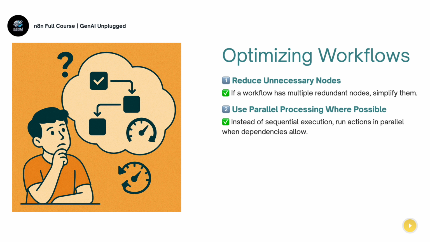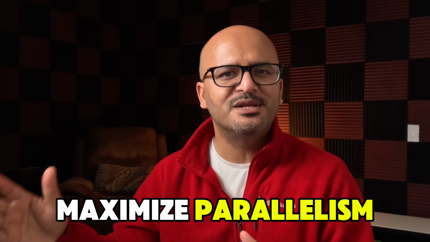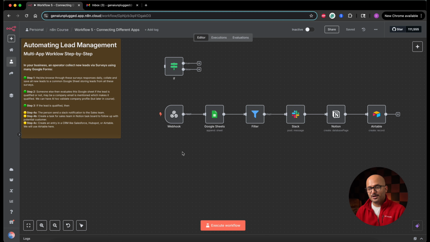Second tip is you should use parallel processing wherever possible. If the dependencies in your workflow allow you to execute some of the tasks in parallel, you should always do that. You should never try to put them in sequential manner. For example, in this workflow, you can see that all the data is coming and inputted into a Google Sheet where someone is evaluating whether the lead is qualified or not. If the lead is qualified, based on that, 3 actions are being taken. One is a Slack message, one is Notion, one is an Airtable entry.